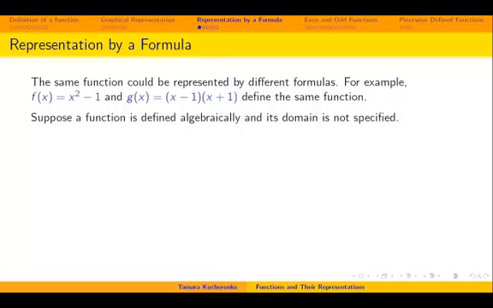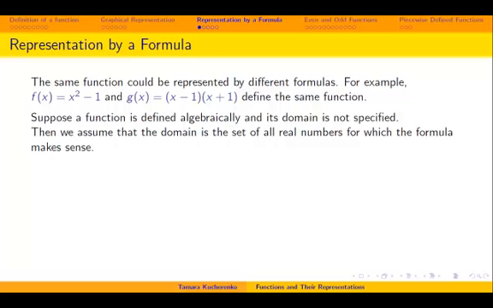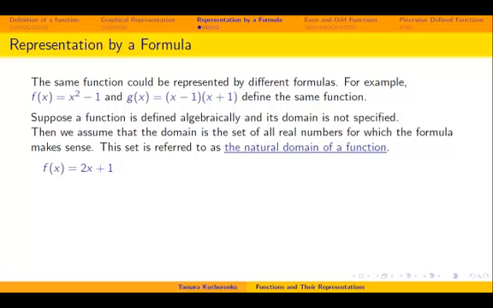Suppose a function is defined algebraically and its domain is not specified. Then we assume that the domain is the set of all real numbers for which the formula makes sense. This set is referred to as the natural domain of a function. For example, if f(x) = 2x + 1, we can plug in any number for x. So the natural domain of this function is all real numbers.